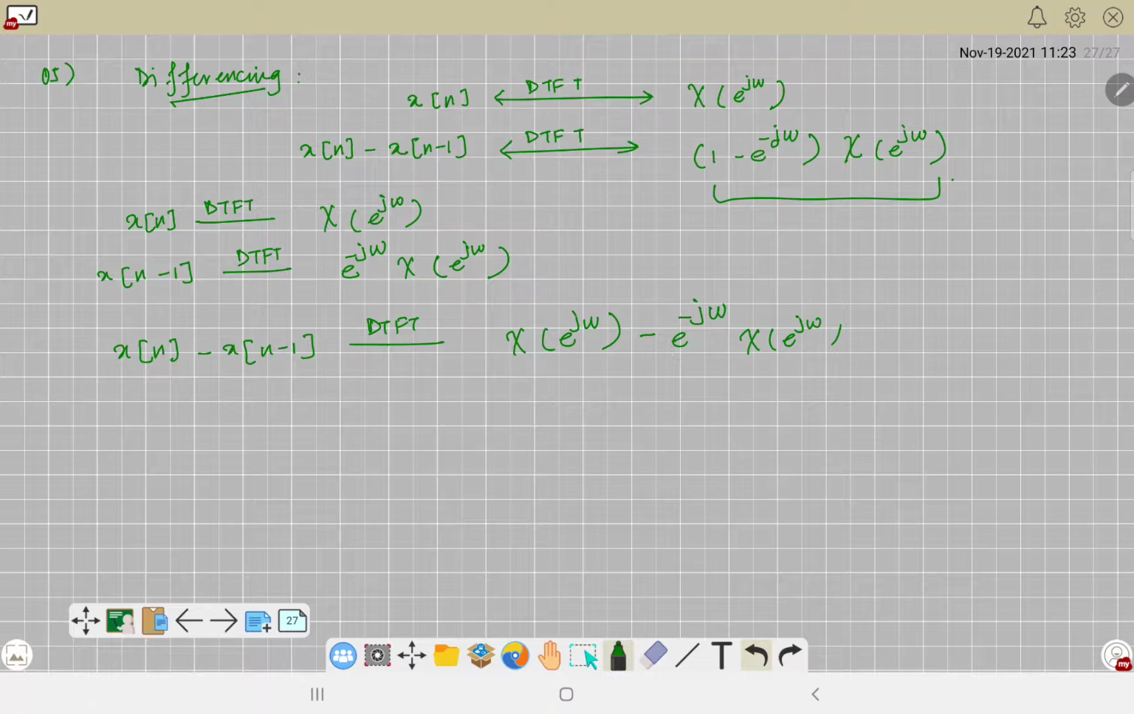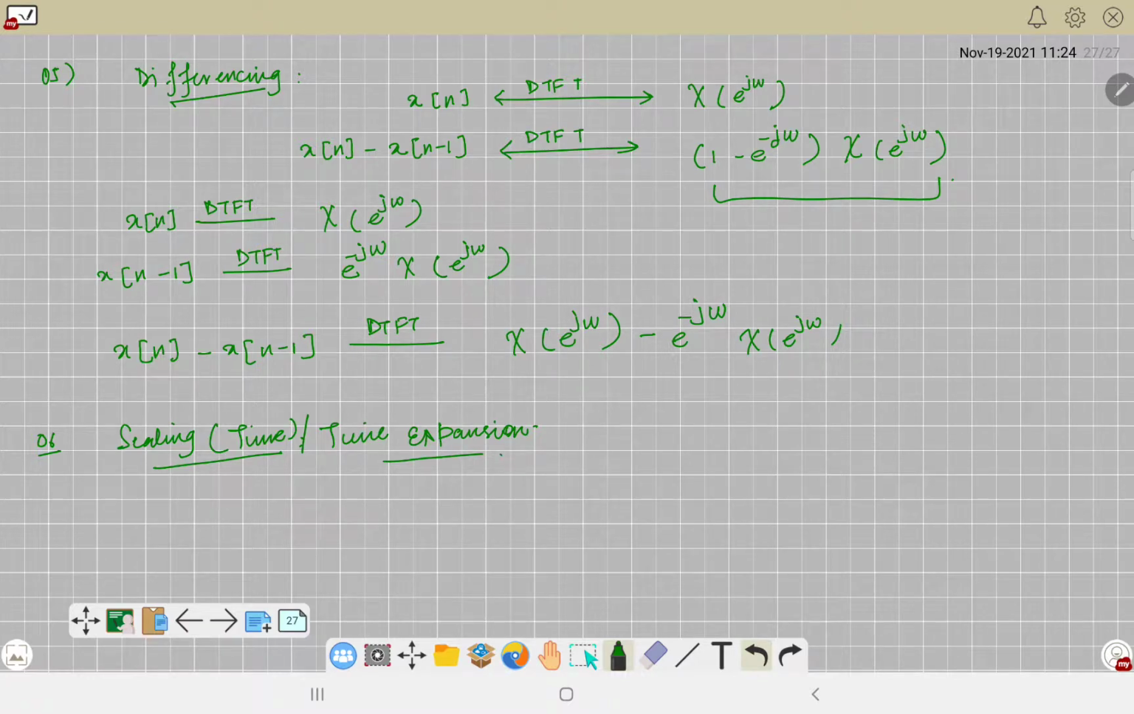Then there is the property of scaling. To be precise, scaling in time. Sometimes we call it time expansion.